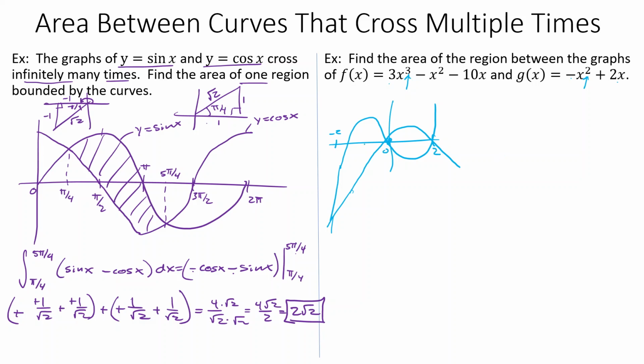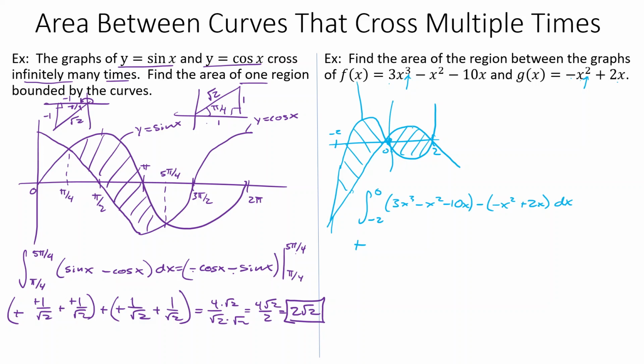So for the first section, from negative 2 to 0, this top graph is f. So we're going to have 3x cubed minus x squared minus 10x on top minus the g, negative x squared plus 2x. Plus, so that's one of the regions, that's this region. Plus, we've got this region.